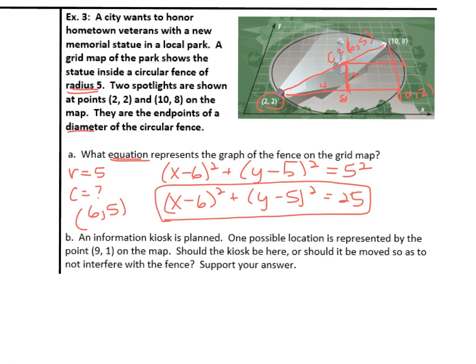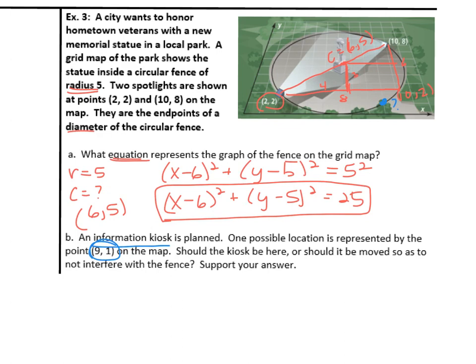for that memorial park. Now they say an information kiosk is planned. One possible location is represented at the point (9, 1) on the map. Should the kiosk be there, or should it be moved so that it doesn't interfere with the fence? Support your answer. So let's see. So at (9, 1), count over to 9 and up 1. Kind of looks like we're right here, doesn't it? I think that's where (9, 1) is.